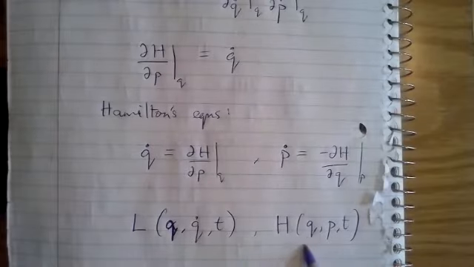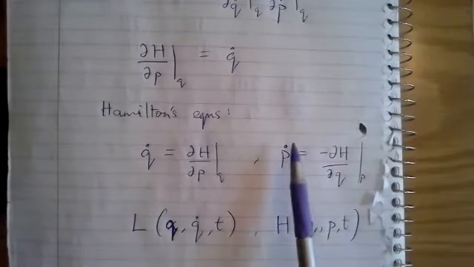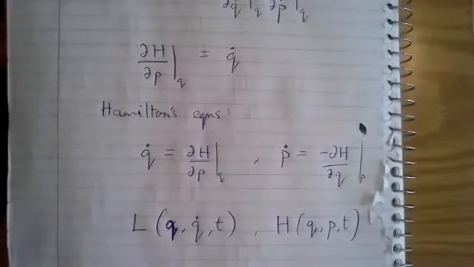So we have... they're functions of slightly different quantities. Hamilton's equations, you will notice, are first order differential equations. They only have a single time derivative. The price we pay is that we have twice as many of them.